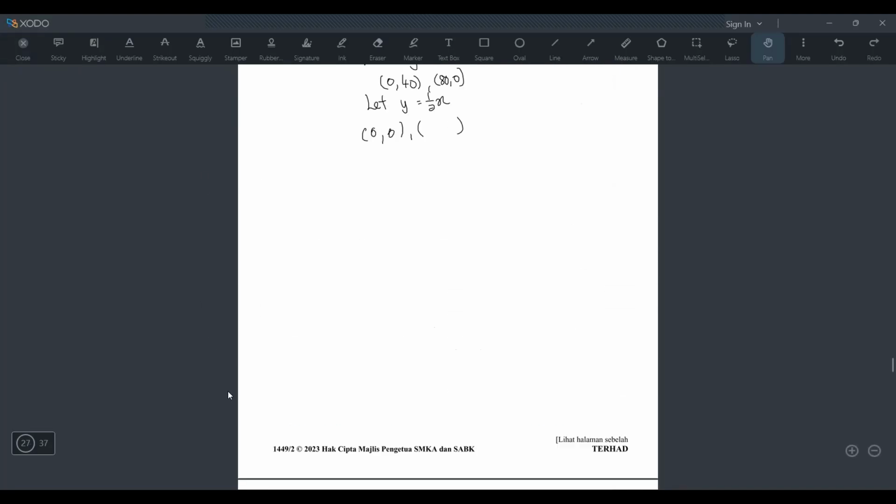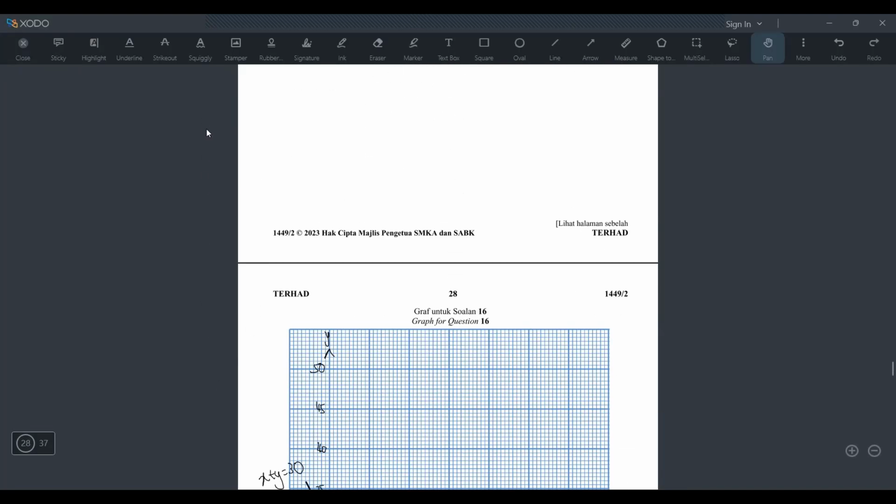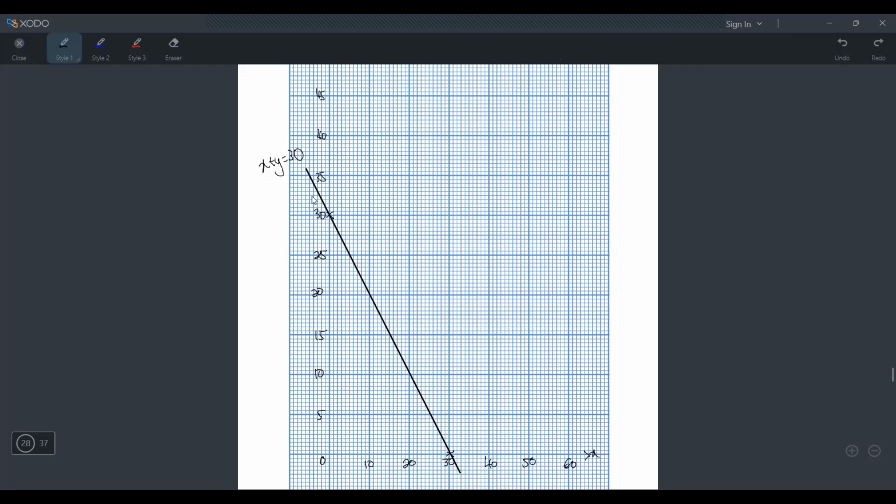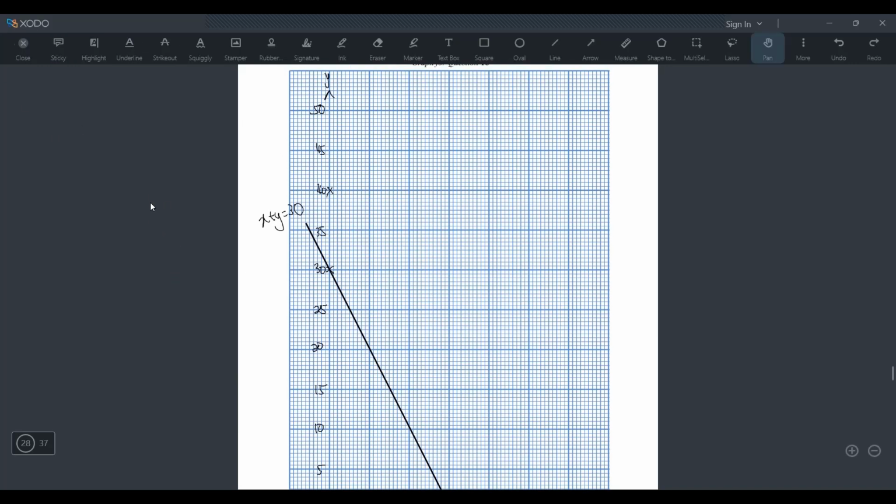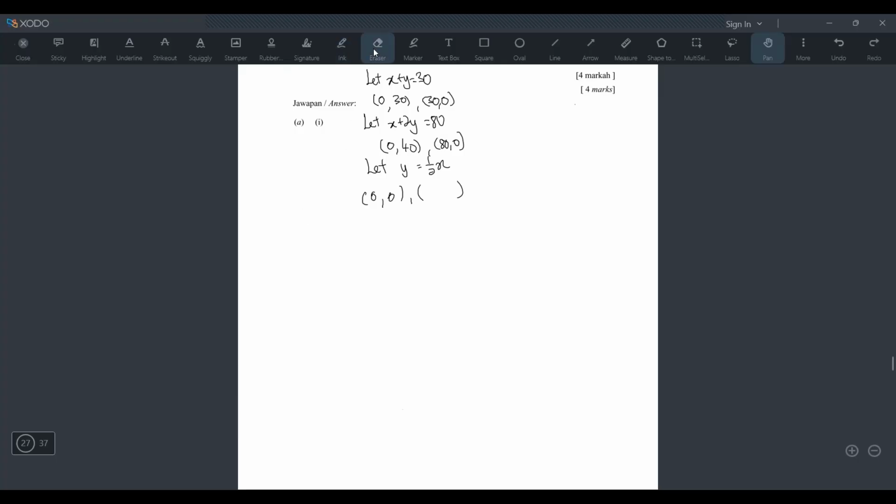Okay, second line. (0, 40), (80, 0). Okay, where is (0, 40)? (0, 40) is here. (80, 0) cannot be plotted because it's outside already. So how? You don't want to erase the whole graph, the whole axis. No need, just erase the point, just change the point. So the (80, 0), you change to another point. How to change? Okay, how I teach you.